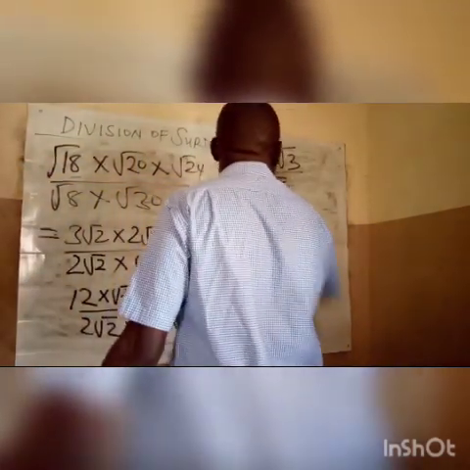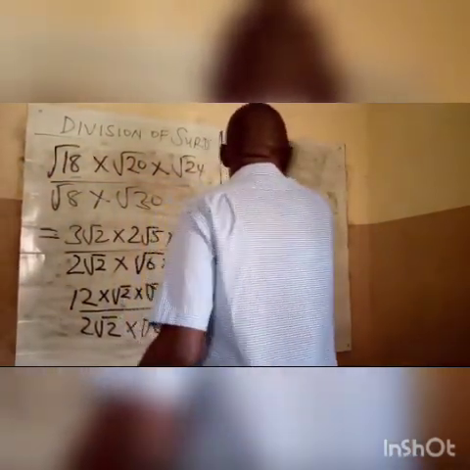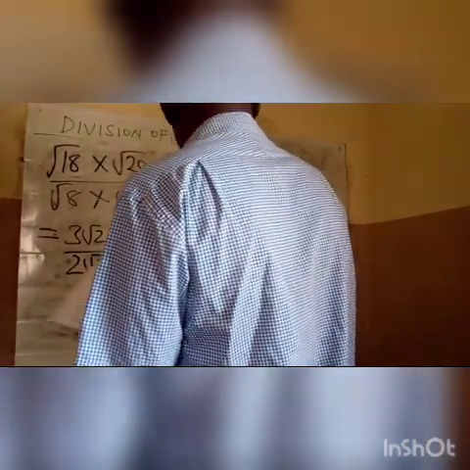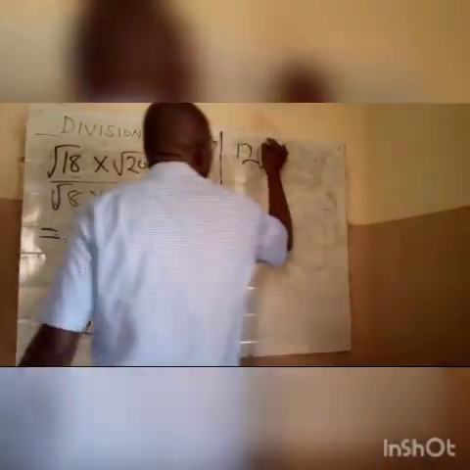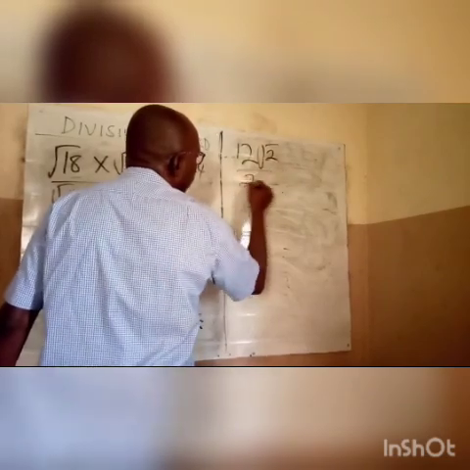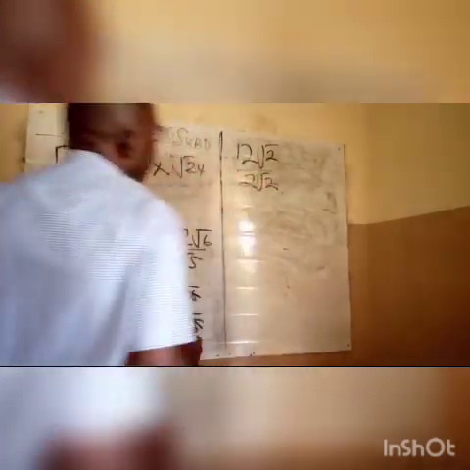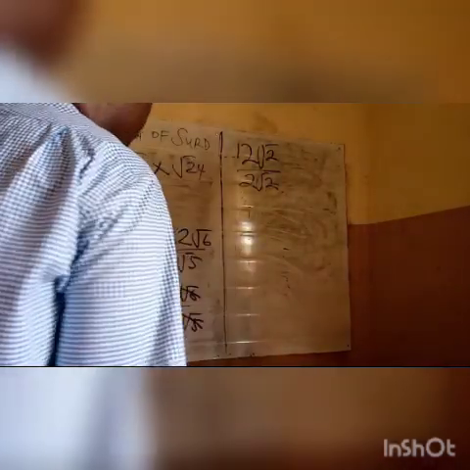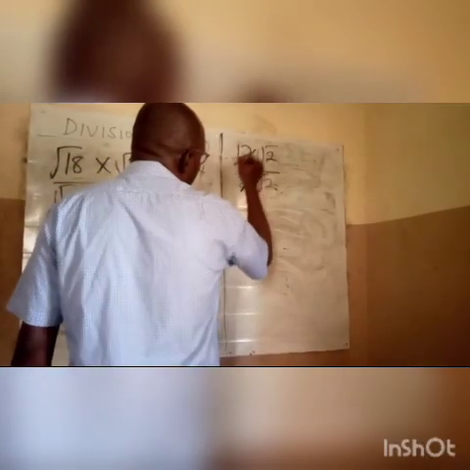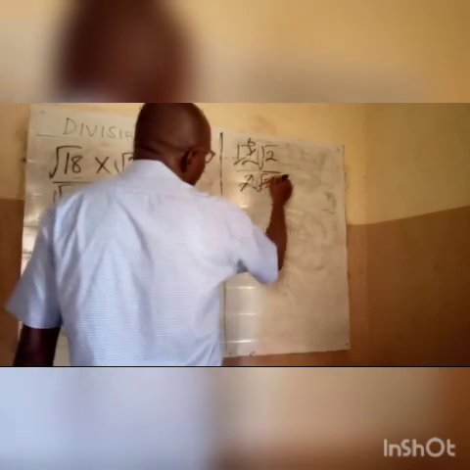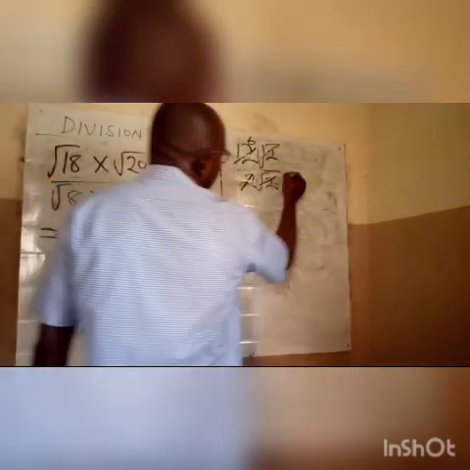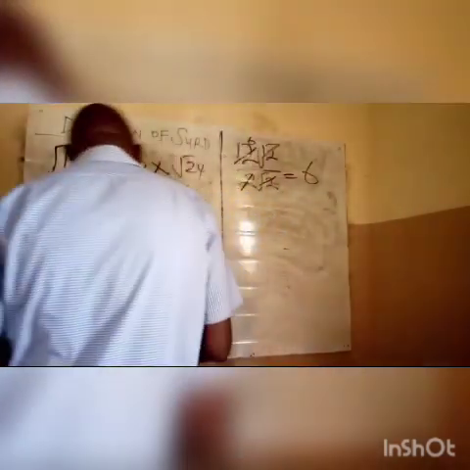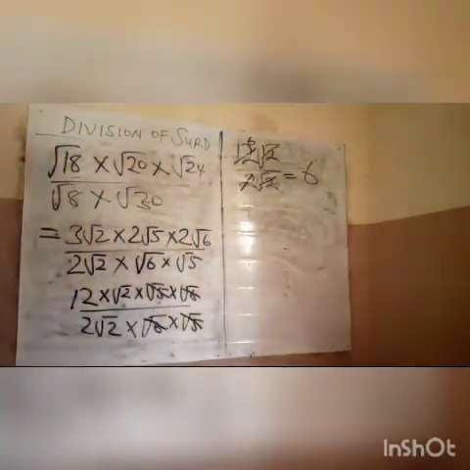12 root 2 over 2 root 2. We can simplify further here. You can rationalize or you can even cancel directly. If you cancel directly, you have 12 over 2, which is 6, and root 2 over root 2 cancels. So you are left with 6 as your answer.